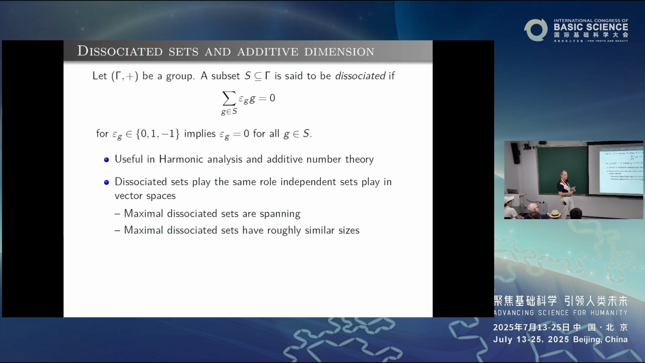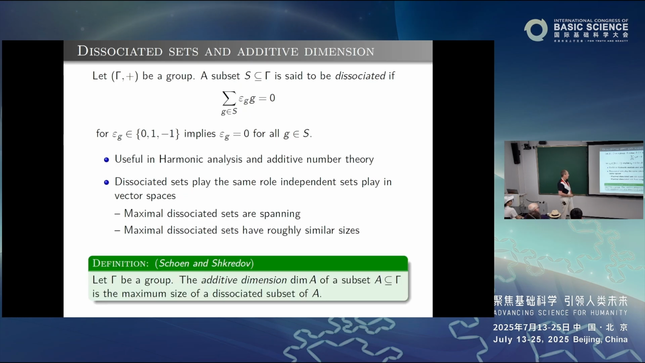So maximal dissociated sets are spanning. And you can even prove that they don't need to be exactly the same size like in vector spaces, but one can prove that they're almost the same size, all the dissociated sets. And motivated by that, Schoen and Shkredov define a dimension of the group by the size of the maximal dissociated set the group contains. Right?